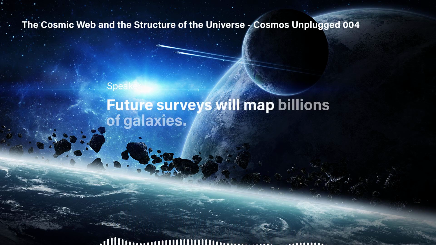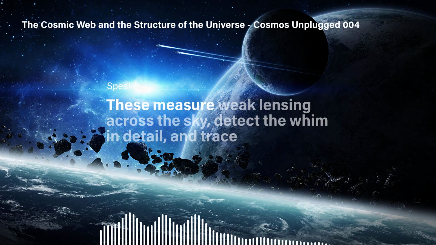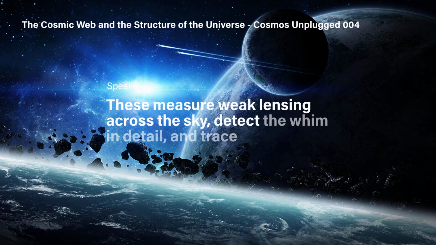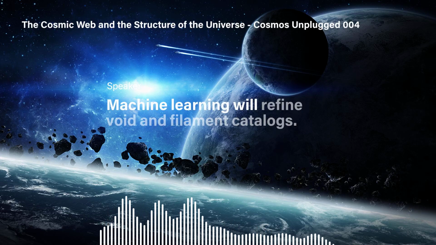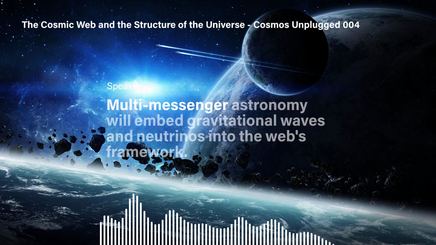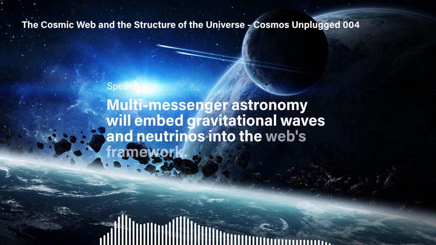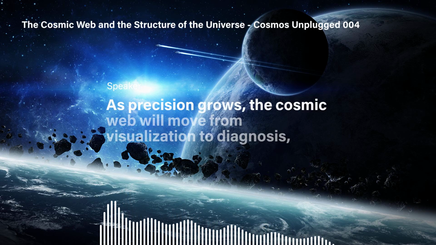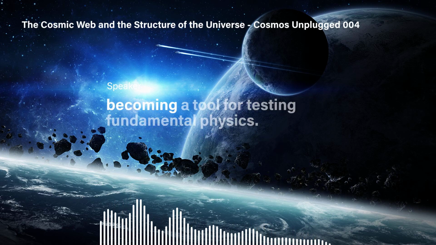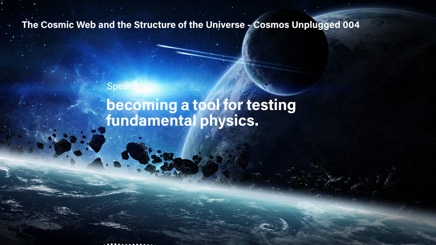Future surveys will map billions of galaxies, measure weak lensing across the sky, detect the WHIM in detail, and trace cosmic flows to greater depths. Machine learning will refine void and filament catalogues. Multi-messenger astronomy will embed gravitational waves and neutrinos into the web's framework. As precision grows, the cosmic web will move from visualization to diagnosis, becoming a tool for testing fundamental physics.